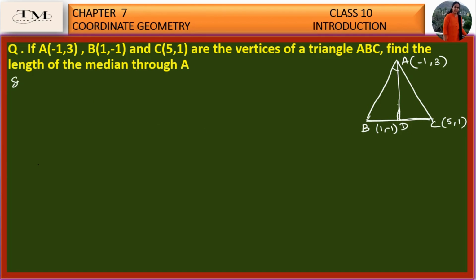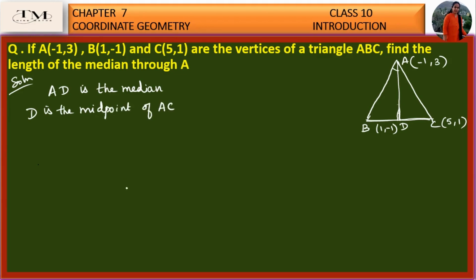Okay. So what are the things we got? We got AD is the median. So if AD is the median, the point D will bisect BC into two halves. That means D is the midpoint of BC. So if D is the midpoint of BC, we have to find out the length of AD. So if you want to find out the length of AD, we should know the coordinates of D. So D is the midpoint. So applying the section formula for midpoint, then we will get the coordinate of D.